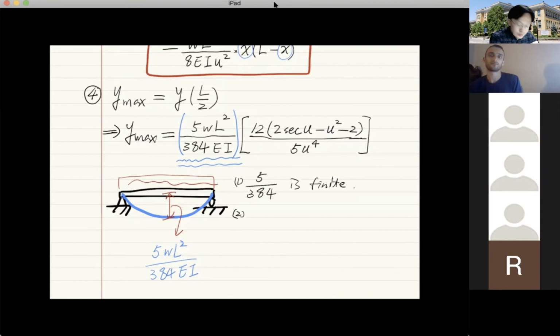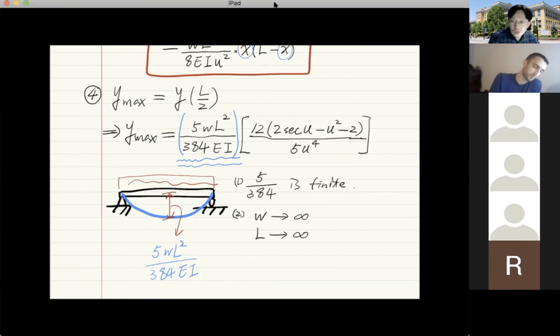Okay, so let's finish the discussion. To make this coefficient approach infinity, first of all, the ratio 5 over 384 is finite, so it's not going to approach infinity. So that one is gone. To make W approach infinity, then you can have y maximum approach infinity, correct? So you have the same argument that we consider an infinitely long beam column, correct? Or we consider infinitely large loading, correct?